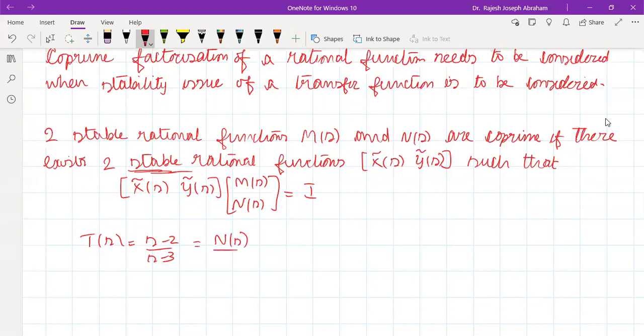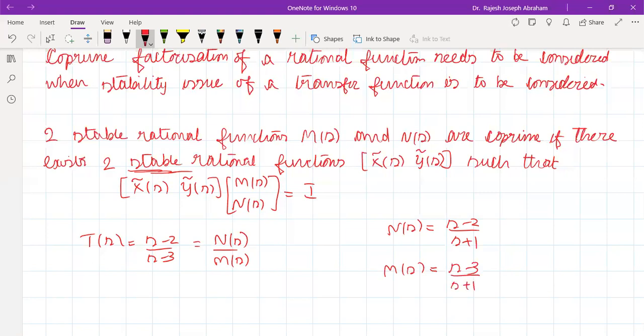Suppose this is n of s by m of s. So what can be one possible m of s and n of s? How can we select that? Come on, make an attempt. N of s may be, say, s minus 2 by s plus 1. As an example. That's why I told you co-prime factors are not unique. What could be m of s in that case? s minus 3 divided by s plus 1.